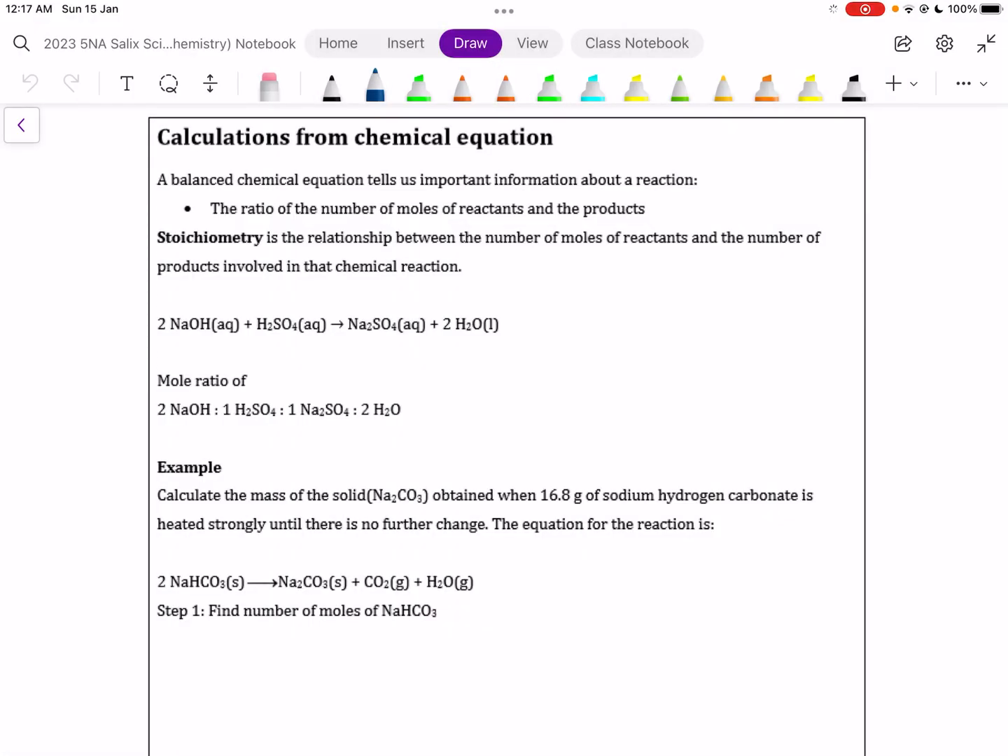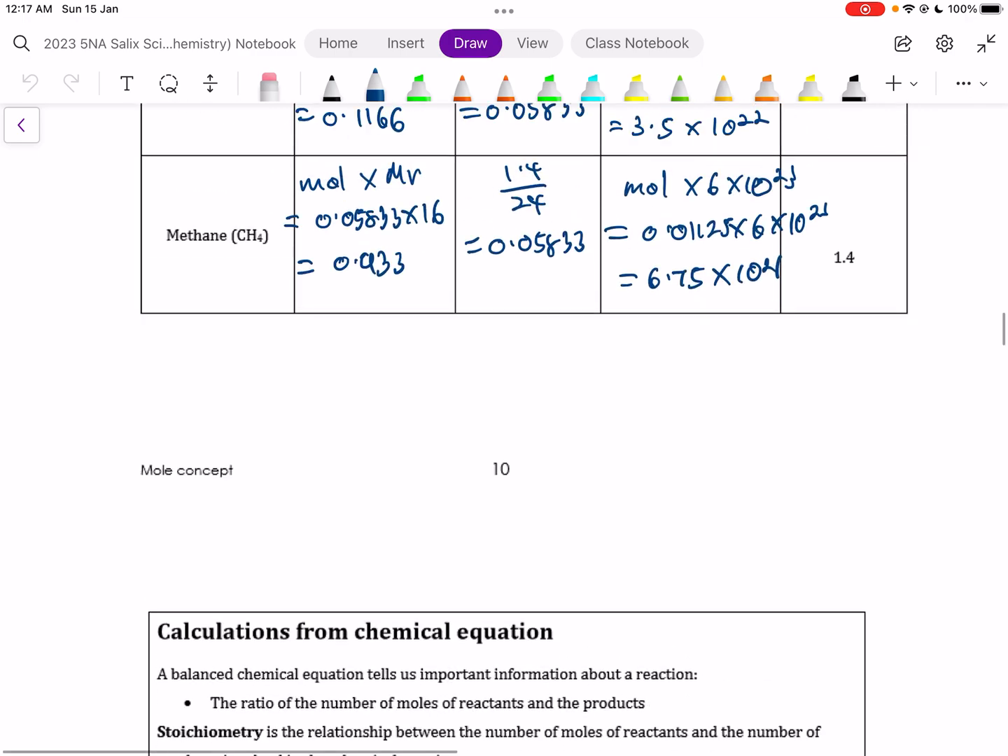Okay, hi everyone. We'll be looking at the second part of mole ratio. So this is where you put in what you have learned in the first part, the four formulas, into a setting of a chemical equation. Okay, and we shall see this thing called the mole ratio and what it means.